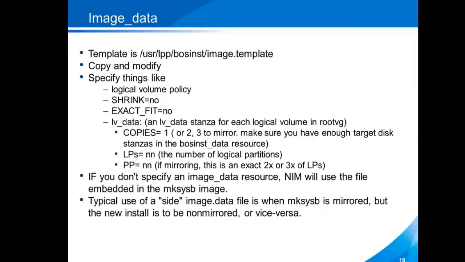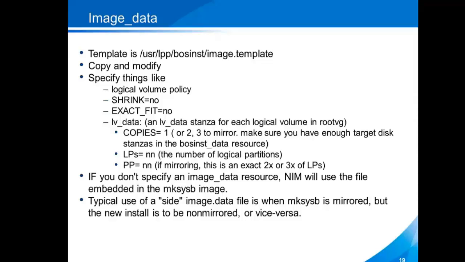And I can put copies equals 1, 2, or 3. If I put copies equals 1, it's not going to mirror it. What I tend to do is make sure that I take my mksysbs of unmirrored systems when I'm building my golden images. But if you actually have a mksysb of a mirrored image, by default it's going to use the image data that is in the mksysb.